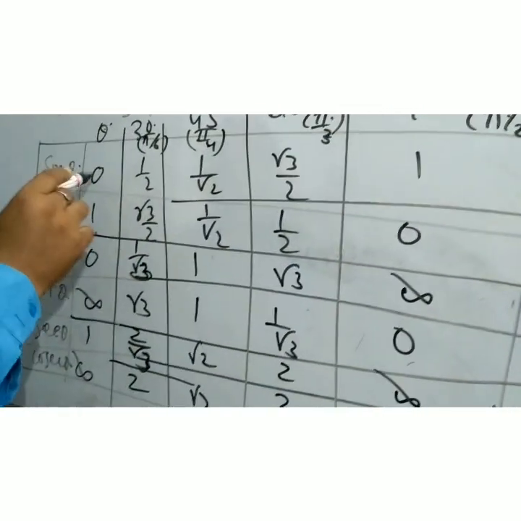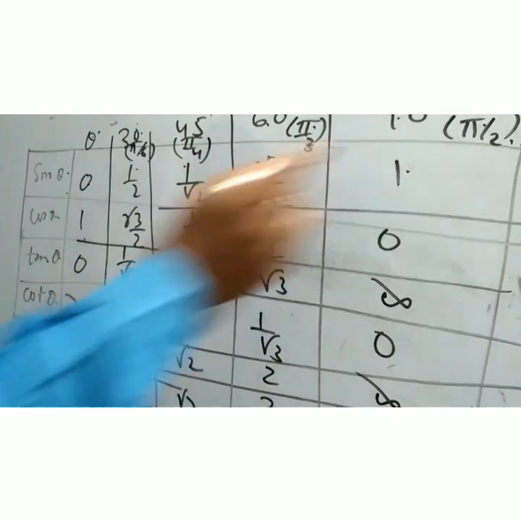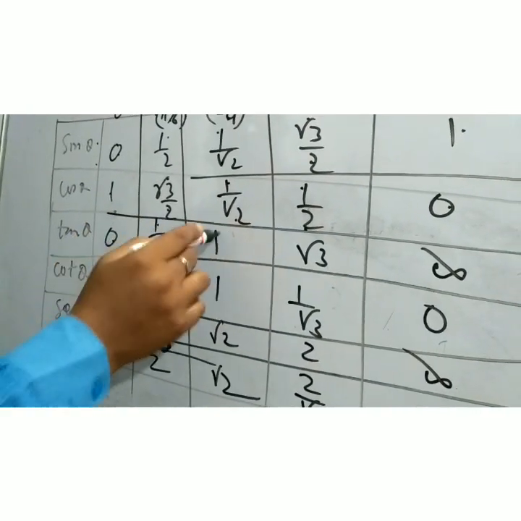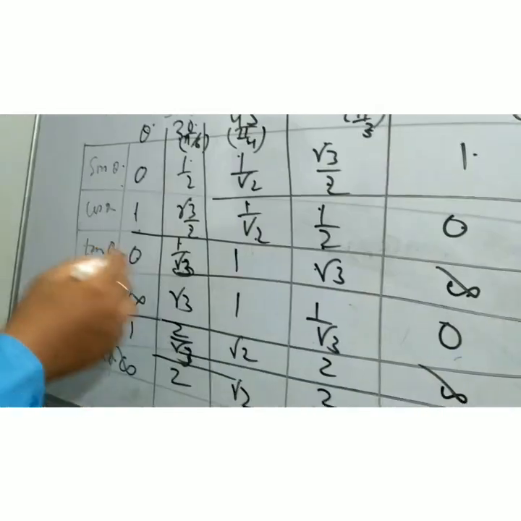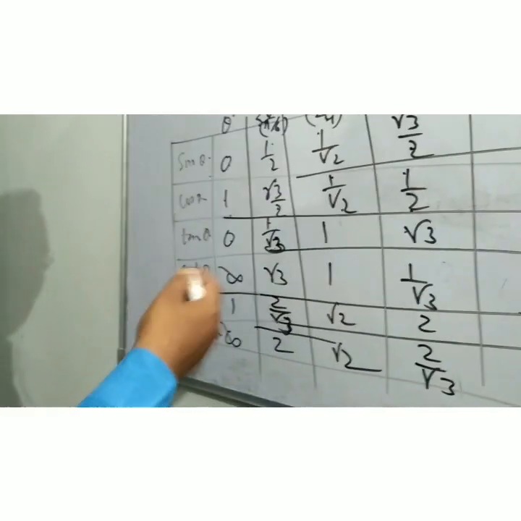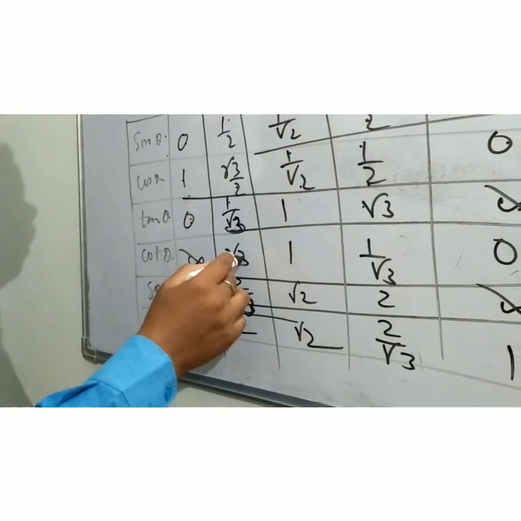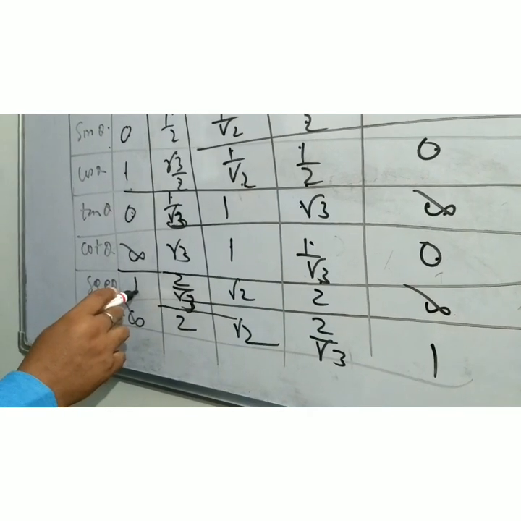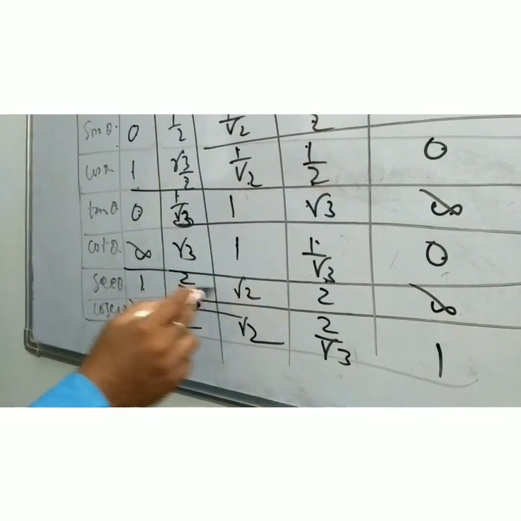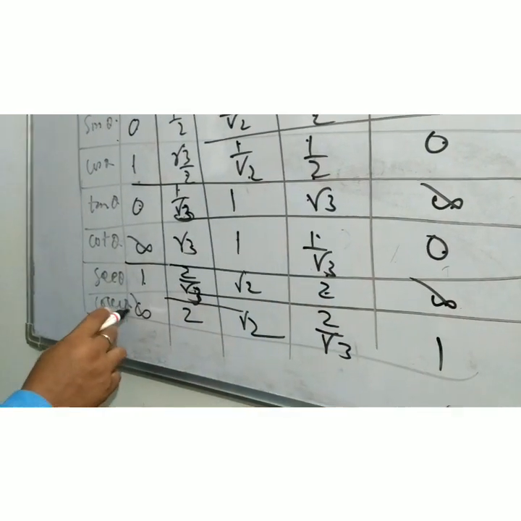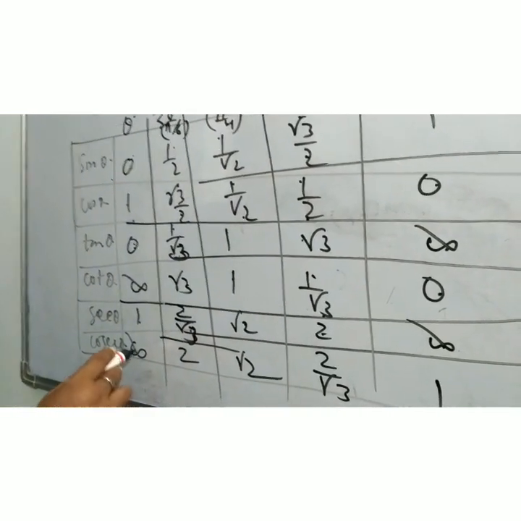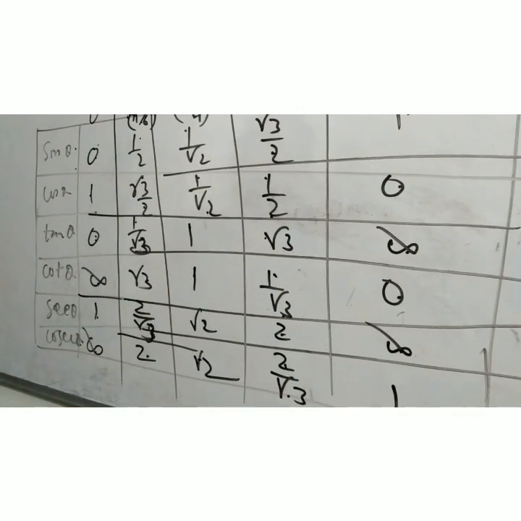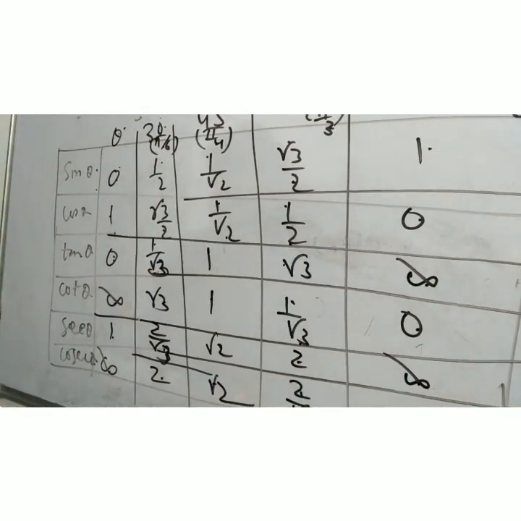90 pi by 2. So sin theta: 0, 1 by 2, 1 by root 2, root 3 by 2, 1. Cos theta: 1, root 3 by 2, 1 by root 2, 1 by 2, 0. And tan theta: 0, 1 by root 3, 1, root 3, and infinity. Then the opposite of tan is cot: infinity, root 3, 1, 1 by root 3, 0. Then sec, opposite of cos: 1, 2 by root 3, root 2, 2, infinity. And cosec, opposite of sine: infinity, 2, root 2, 2 by root 3 and 1. So using this, now I will do question number 1 of exercise 2.1.